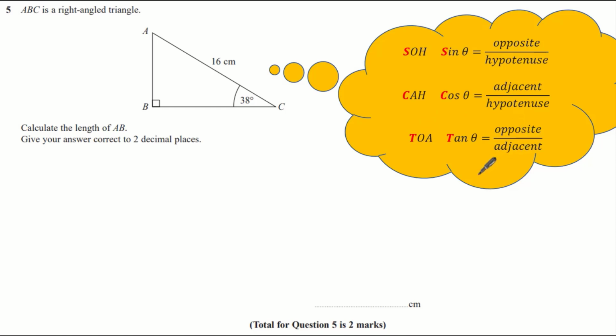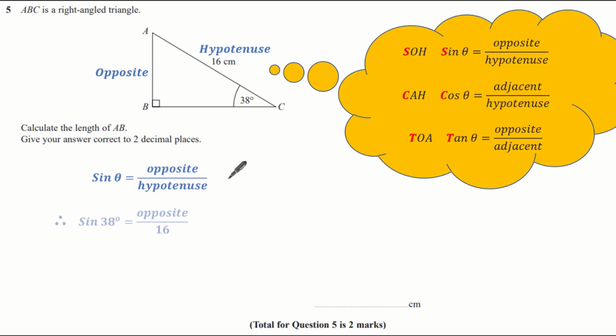So let's label what we know. Well, the question wants us to calculate AB. So I know, given my angle is here, this is the opposite. I know this length is labelled, so this is my hypotenuse. I'm not given any information here, so I'm not going to label it. Therefore, the trig ratio I'm using, which uses opposite and hypotenuse, must be sin. So I know sin theta is equal to opposite over hypotenuse.